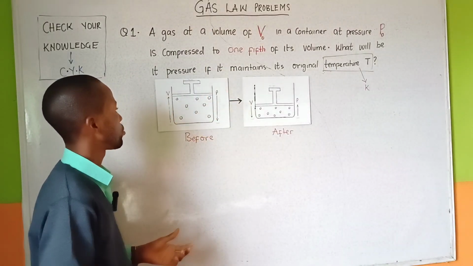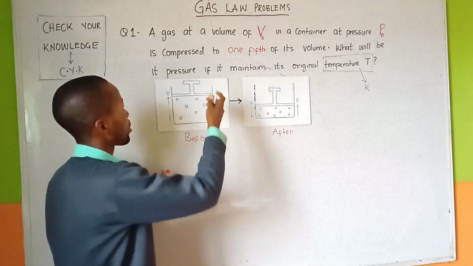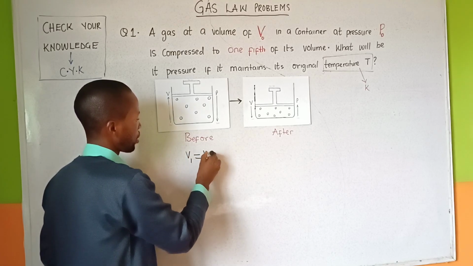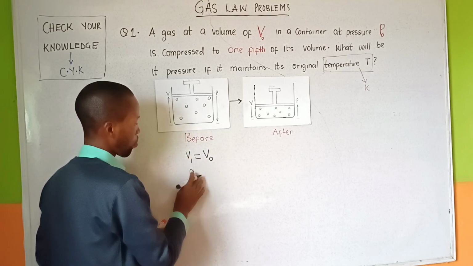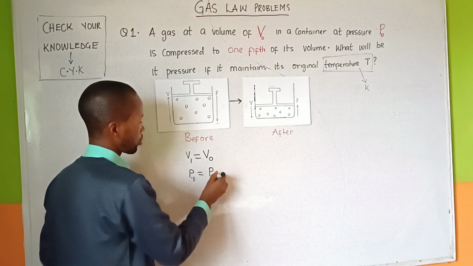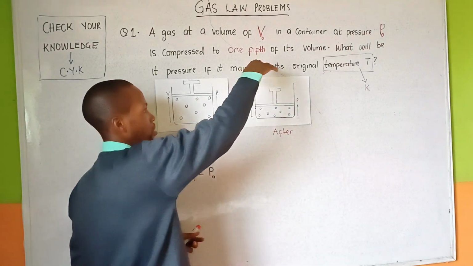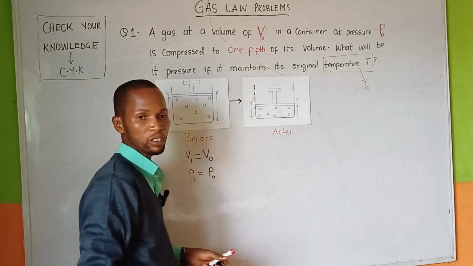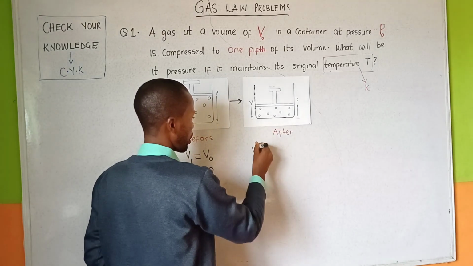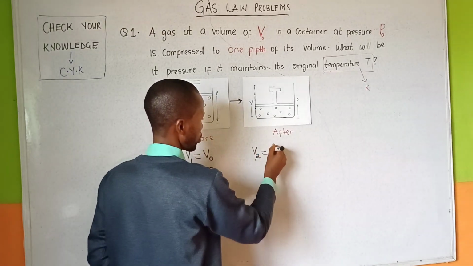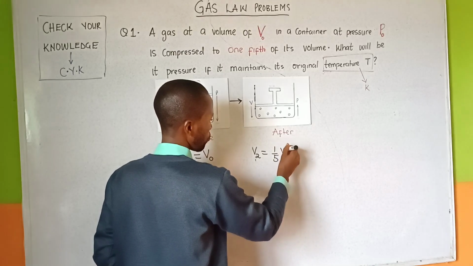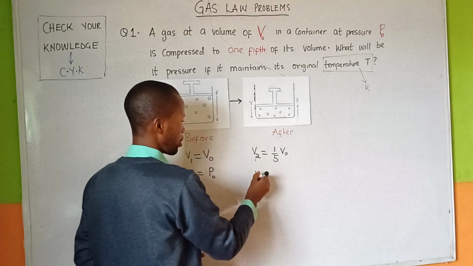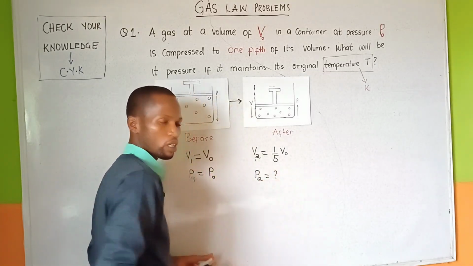From the question, we can deduce that at the start of the experiment, the volume of the gas V1 is V0, while the pressure P1 is P0. The piston was pushed downward, so the volume decreases by a factor of 5. Therefore, V2 is 1/5 of V0. That's the volume decrease. Then P2 will be what?